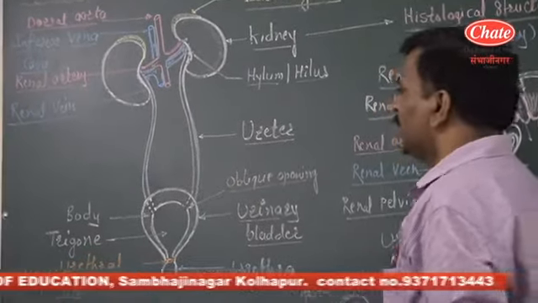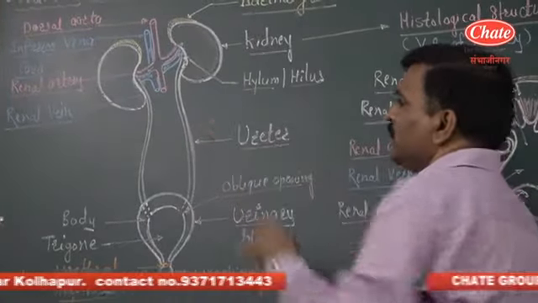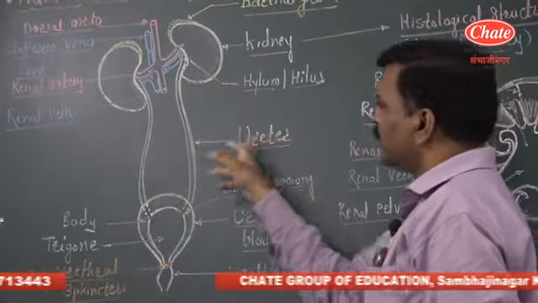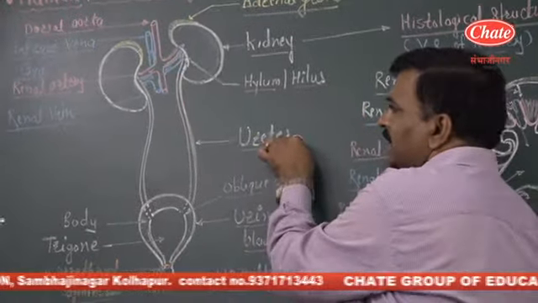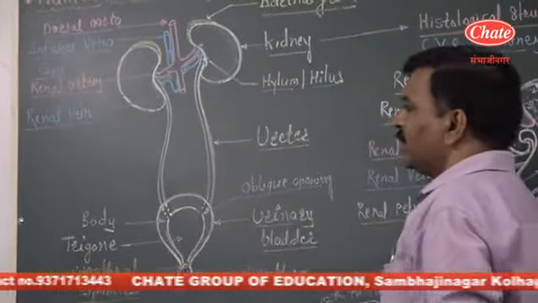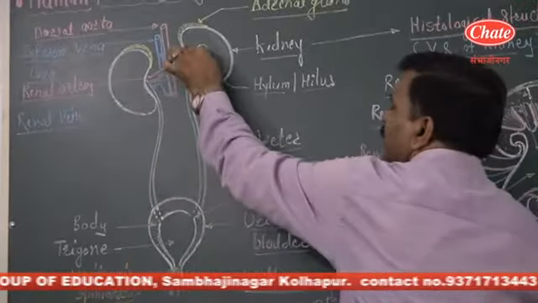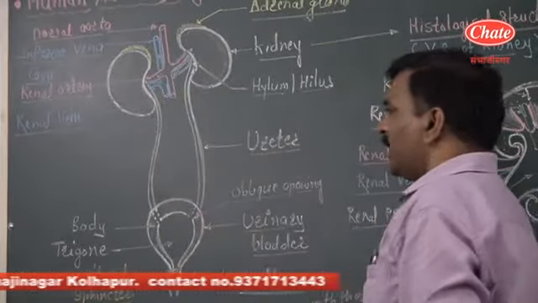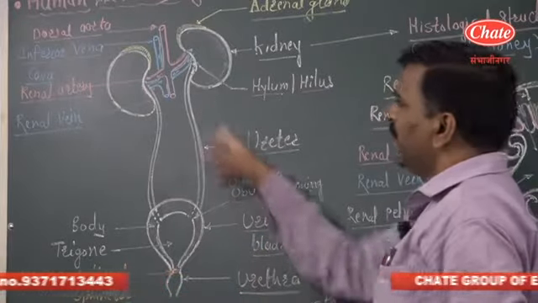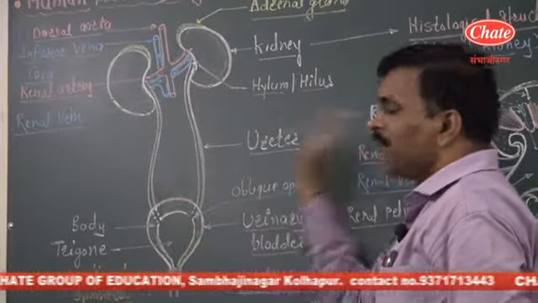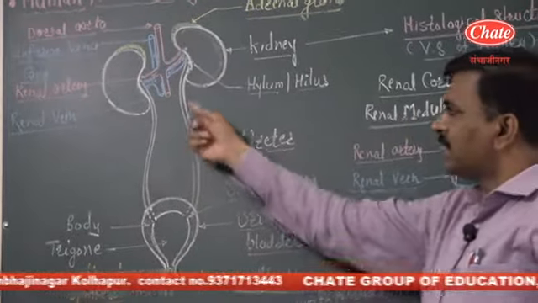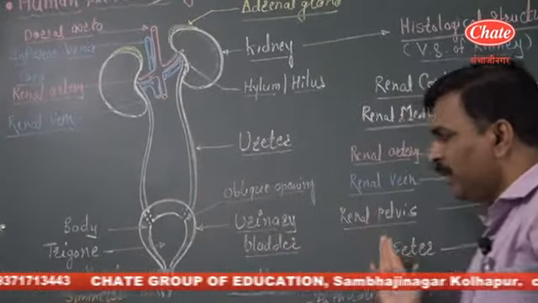This ureter is lined by epithelial cells, and these epithelial cells are mainly involved in the transfer of urine from kidney to urinary bladder. So the function performed by the ureter is to transfer the urine from kidney to urinary bladder by peristalsis. Peristalsis is the rhythmic contraction and relaxation of smooth muscles.